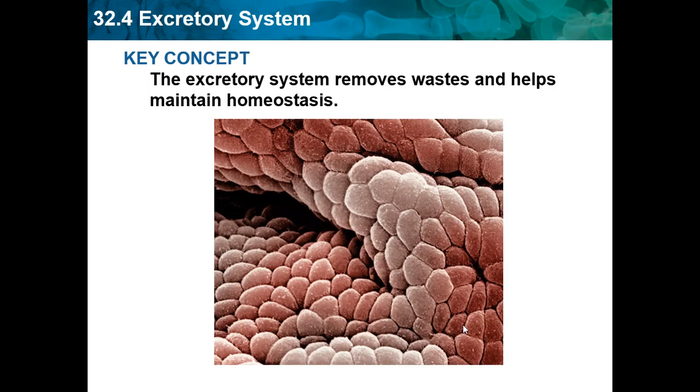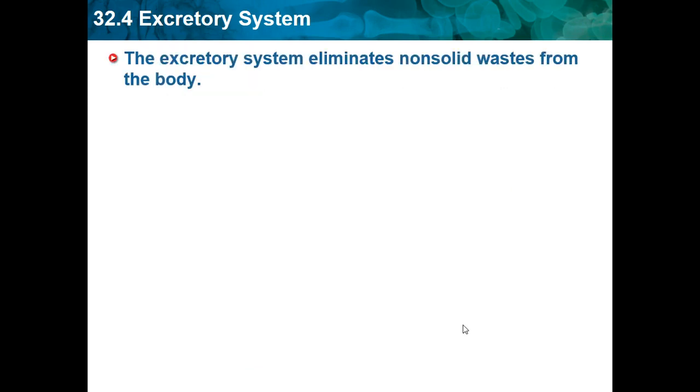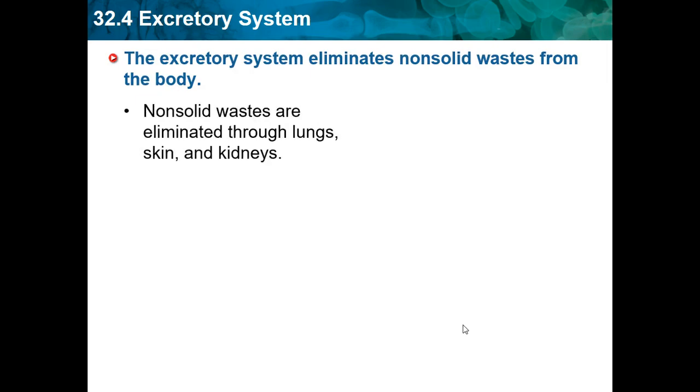So 32.4 is the excretory system. The excretory system removes waste and helps maintain homeostasis. Excretory is like exit, which is to go out and leave, so it basically makes the waste leave. The excretory system eliminates non-solid waste from the body. Non-solid waste is eliminated through the lungs, skin, and kidneys.